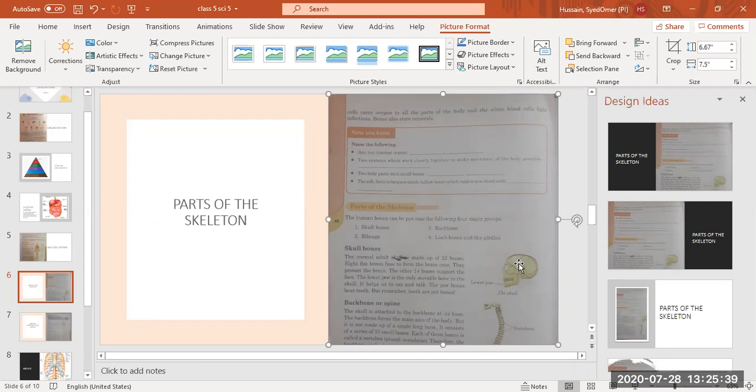A normal adult skull is made up of how many bones? 22 bones. Underline: normal adult skull is made up of 22 bones. You have to remember this. It is very important for your objective questions. How many bones are in a normal adult skull? 22 bones. Eight flat bones fused to form the brain case.